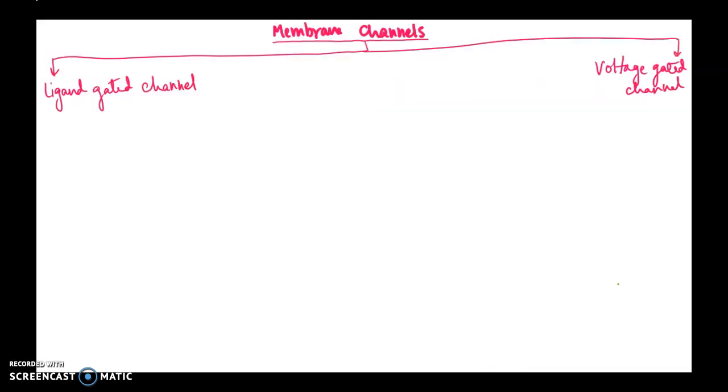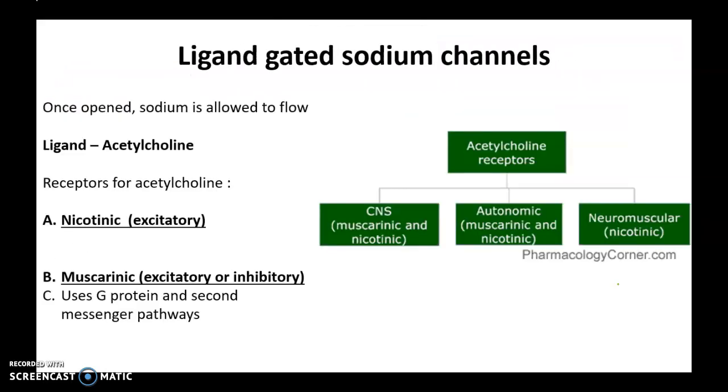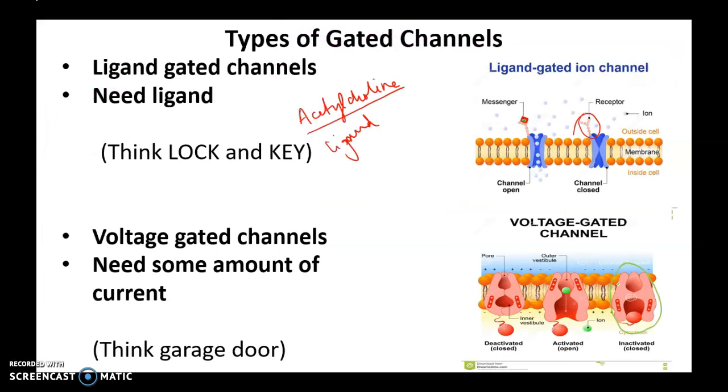Let's look at another diagram. Actually, we'll come to this a little later. Okay, good. So we understand closed state, open state, and deactivated state. Very, very important concept. When we talk about action potential, we will come back to this. Please know the inactivated, closed, open, and deactivated states of voltage-gated channels.